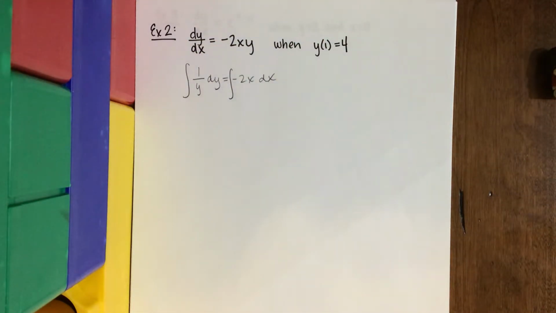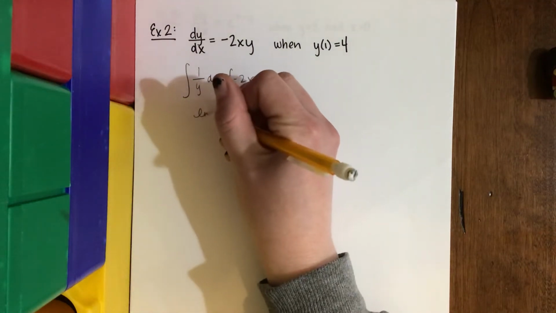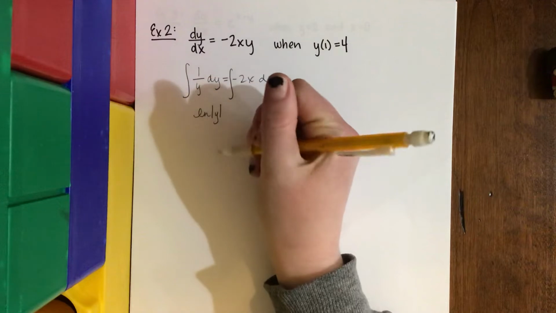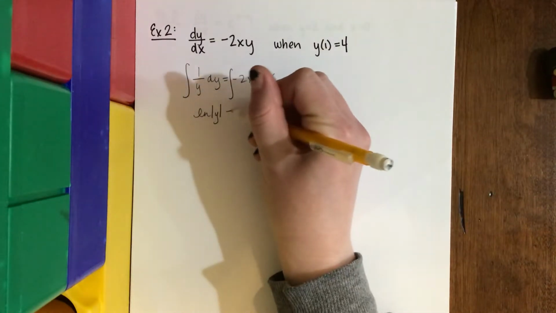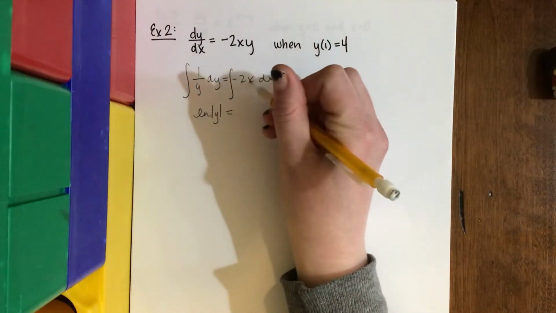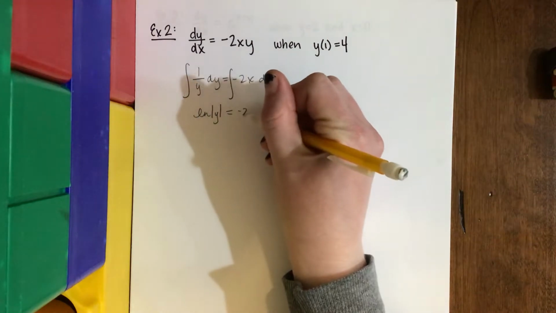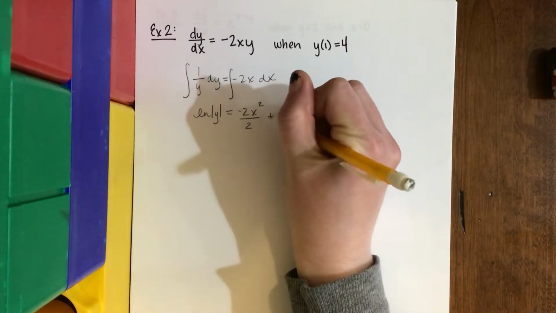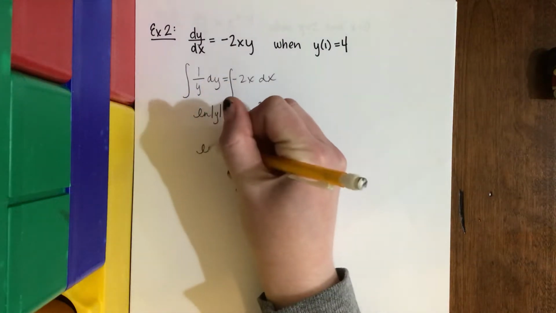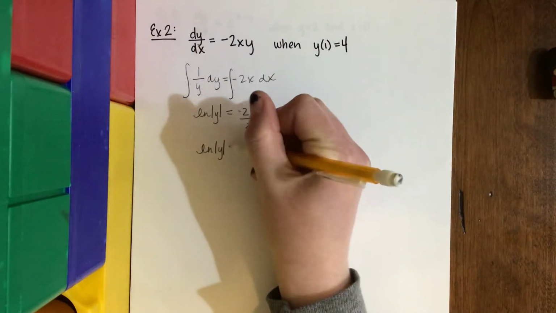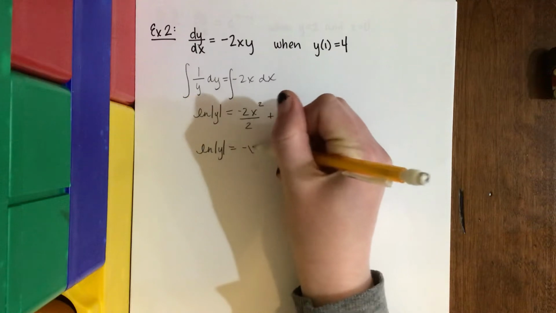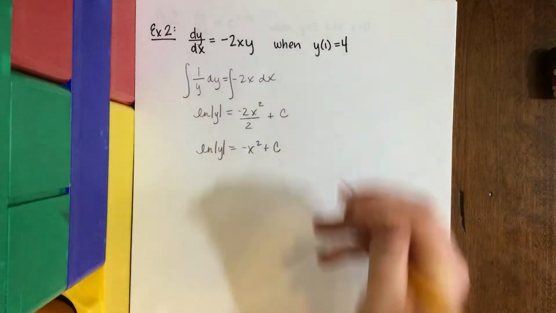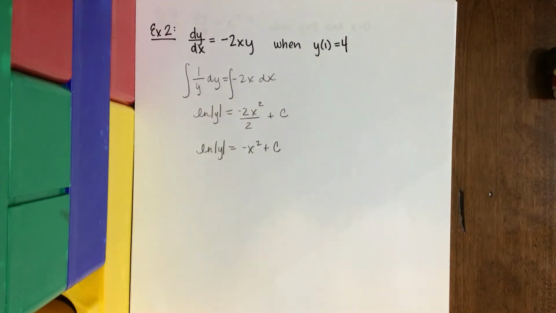then we can take the integral of each side to find the antiderivative. And so we still end up with our natural log of the absolute value of y equals, now when I'm taking the antiderivative here, I know it's negative 2x squared over 2 plus c. So right now I'm sitting with an equation that's the natural log of y equals negative x squared plus c.